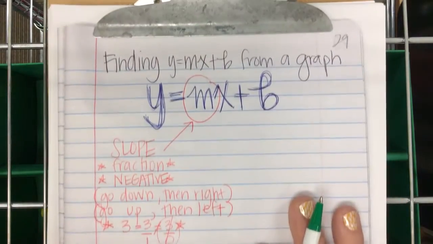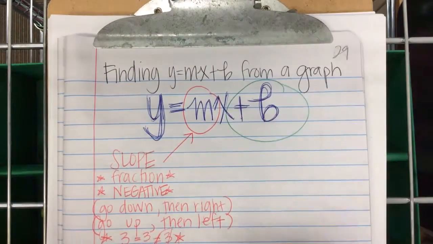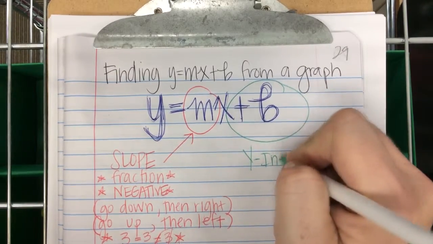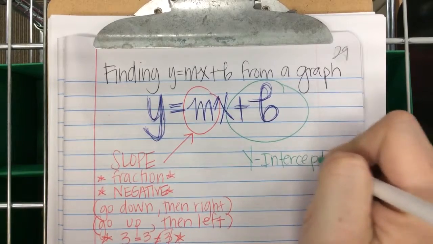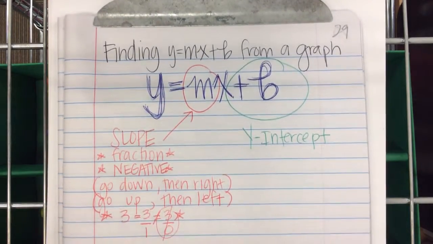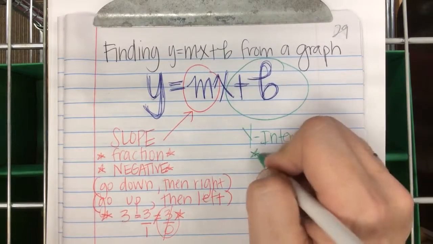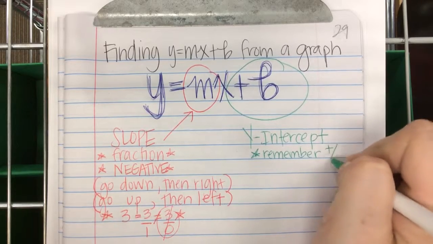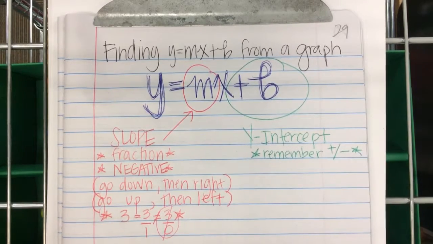And then your plus b, right, is the y-intercept. You're doing a fairly good job of remembering the plus or minus. If it says minus 3, your intercept is negative 3.